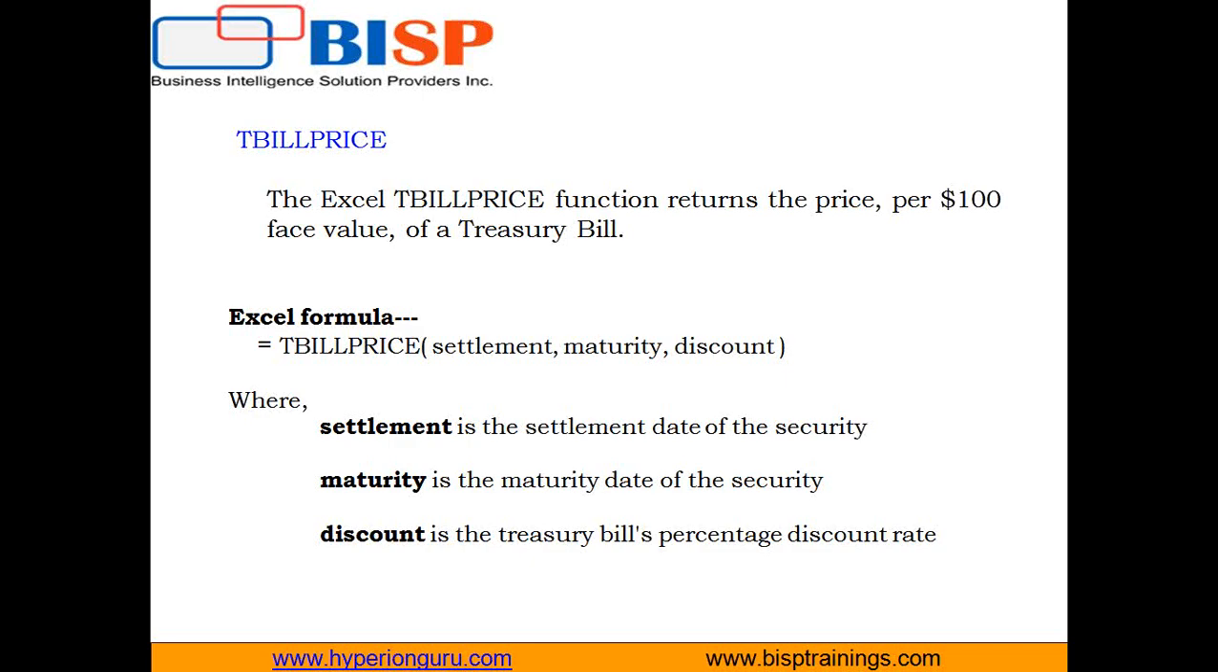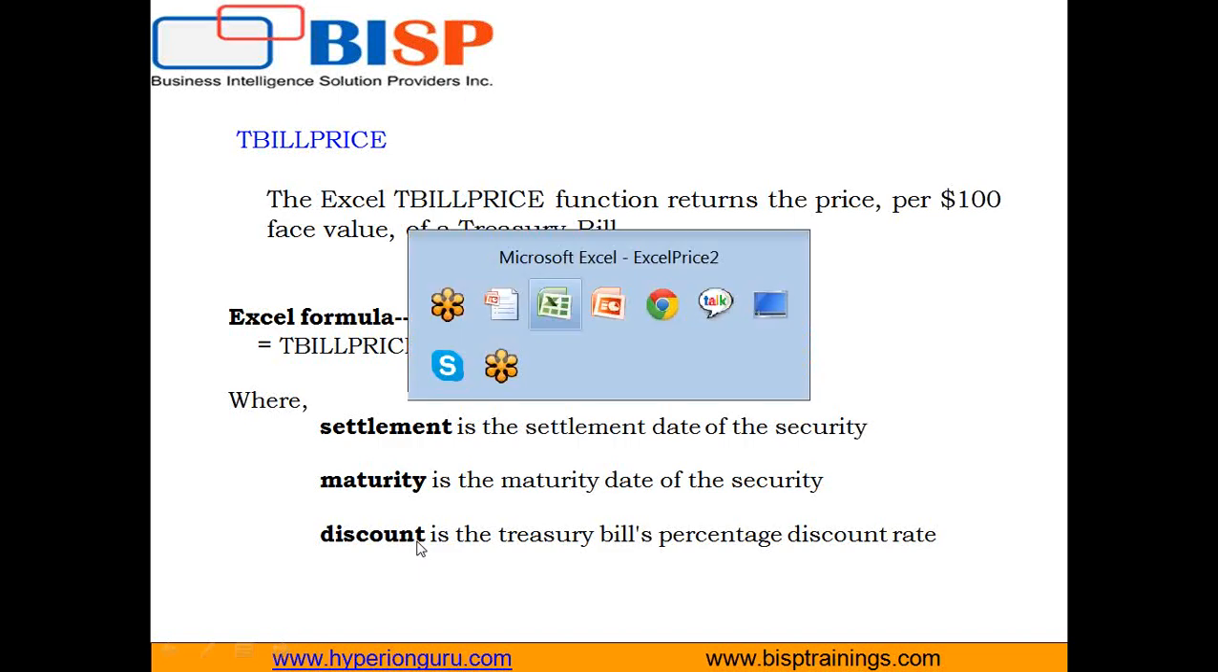To find the price of a T-bill, you need to know these three separate things. The first is the settlement date, and the settlement date is the date that you take possession of the investment. Then you have the maturity date, and that is the date that the interest plus your original principal is due. And then finally you have the discount rate, which is the annual percentage rate assigned to the investment. So let's look at an example.